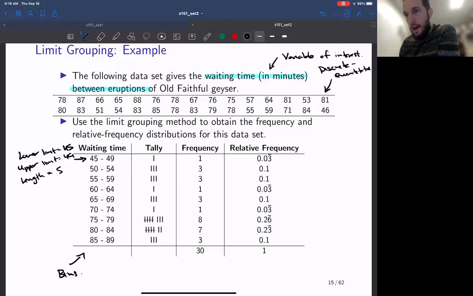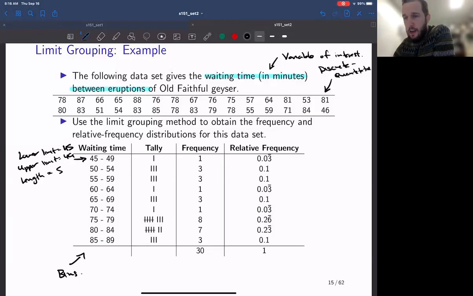You'll notice that as the bins progress, we always use bins of the exact same size, and the bins cannot overlap. So this is very important. We cannot have a situation where an observation can fall into more than one bin. The bins have to cover unique values. So we have 45 to 49, and then we move to 50 to 54, then 55 to 59, then 60 to 64, 65 to 69, 70 to 74, 75 to 79, etc.